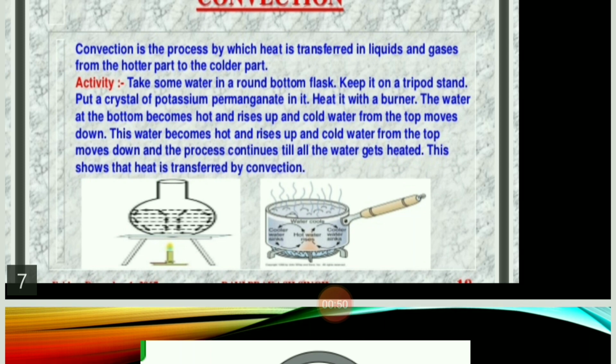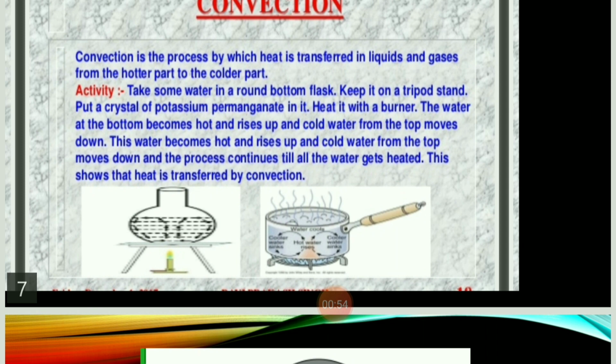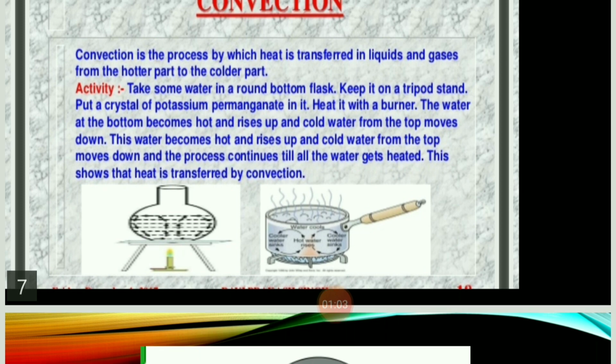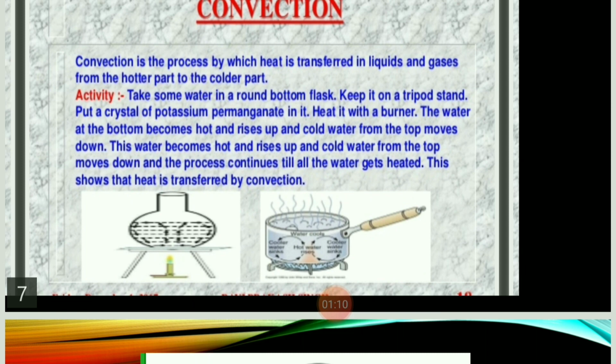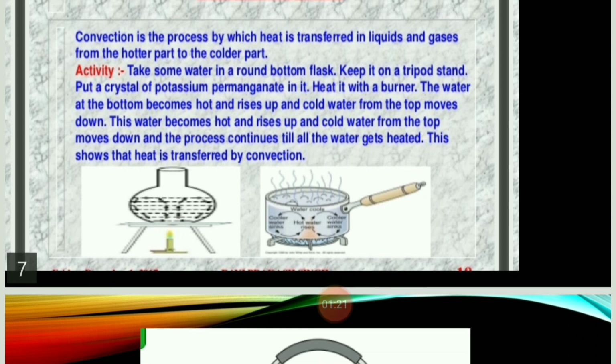The water at the bottom of the flask gets heated first. When this water is heated, it expands and becomes lighter, and lighter things move up. So this water rises up, and the colder water which is present at the top of the container moves down, right? This process continues till all the water gets heated. This shows that heat is transferred by convection.